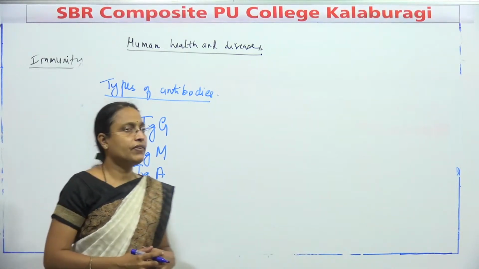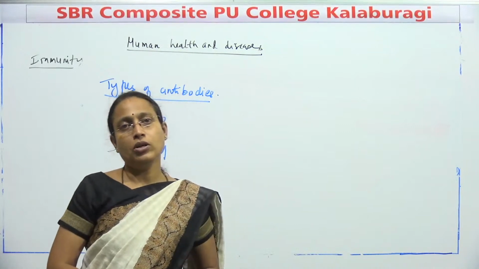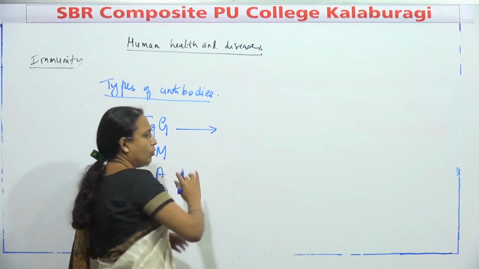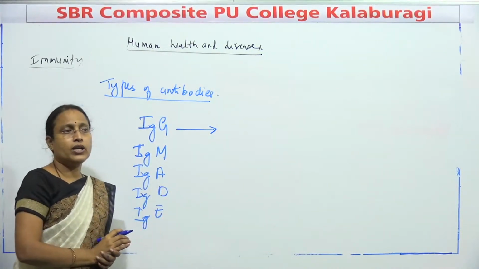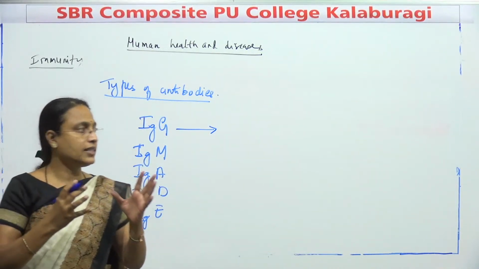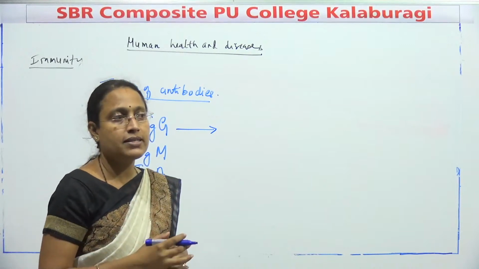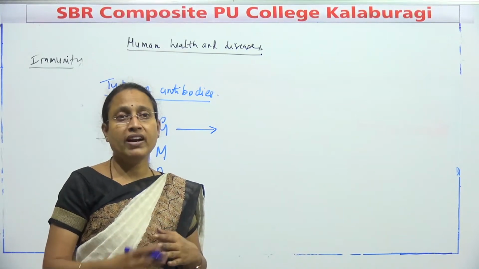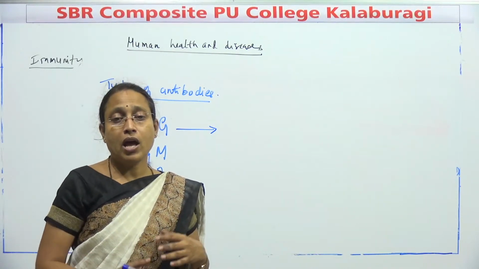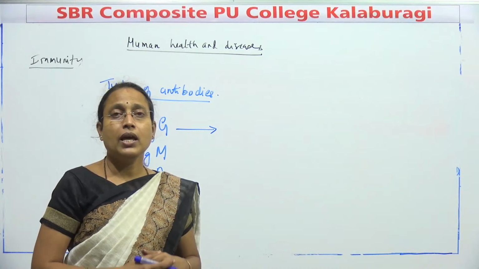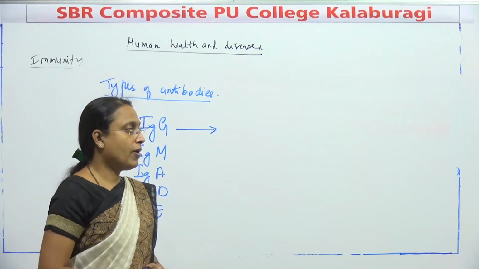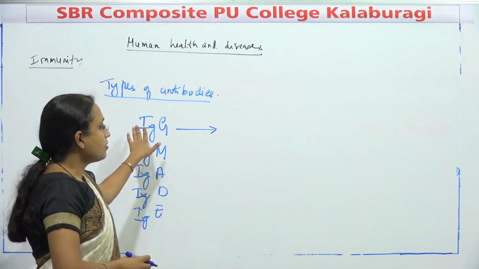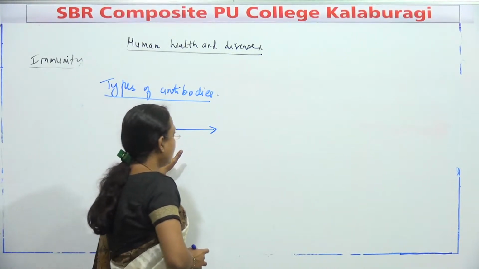Now I am going to explain some of the main features of these antibodies. Now IgG, where do you find it? What is the speciality of this antibody? Remember, antibodies are produced by plasma cells in your body. Whenever a foreign particle enters, to prevent it from multiplying and causing a disease, these antibodies are produced, and they are formed from plasma cells, which in turn are formed from B cells.